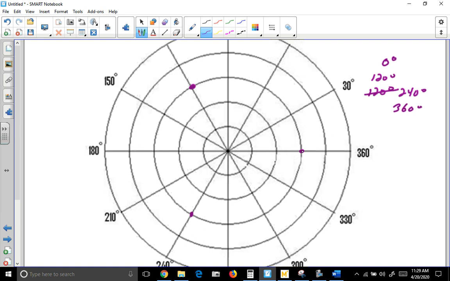So our petals on our rose are going to look like this. So there's a 3-petaled rose. Each tip is 3 units out, 120 degrees between the petals. So let's do another one of those.